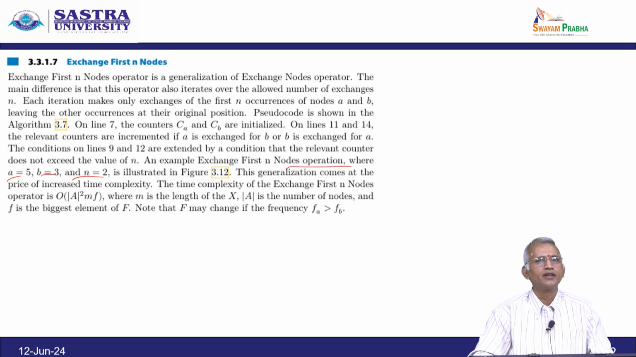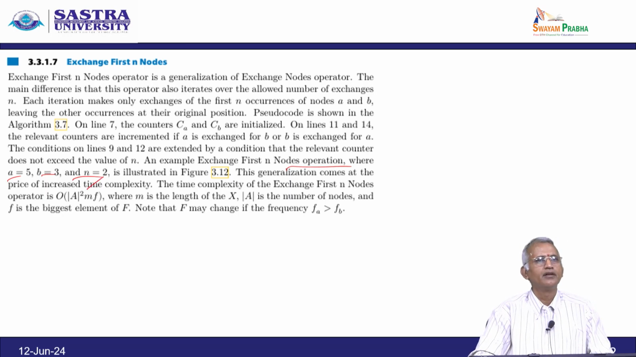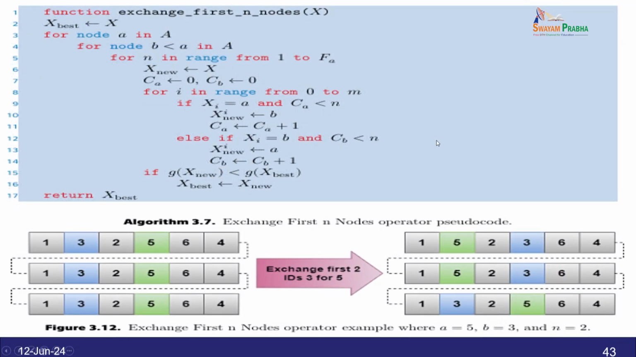The time complexity of exchange first n nodes is of the order of cardinality of A squared times m times f, where m is the length of x, cardinality of A is the number of nodes, and f is the biggest element of f. Note that f may change if the frequency of fa is greater than fb. So, this is the pseudocode as well as the picture of exchanging, with A equals 5, B equals 3 and n equals 2, and we can swap for all. For all swap, they use this pseudocode technique.